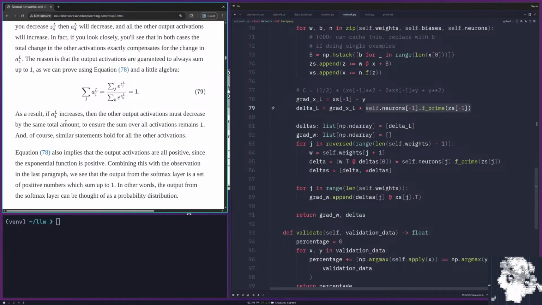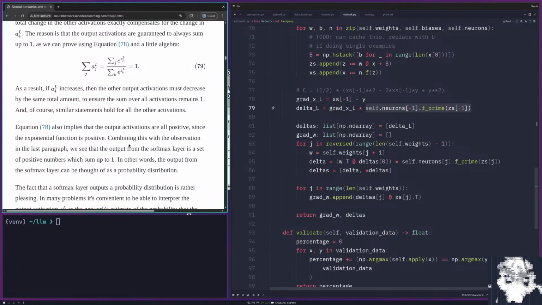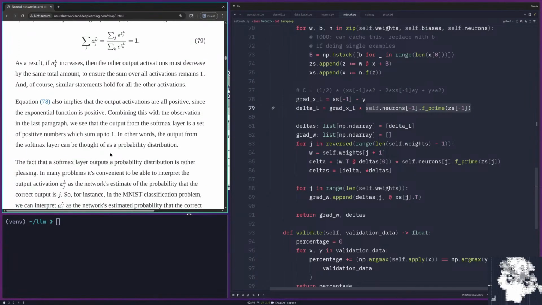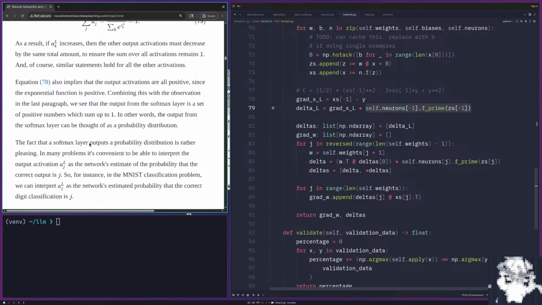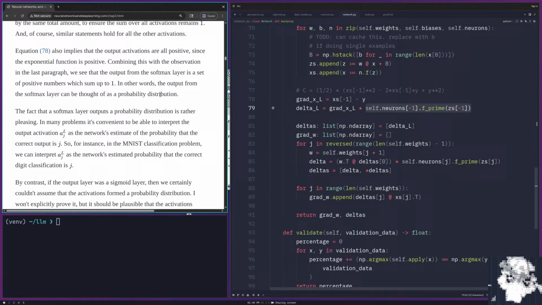Equation 78 also implies that the output activations are all positive since the exponential function is positive. Combining this with the observation in the last paragraph, we see that the output from the softmax layer is a set of positive numbers which sum to 1. In other words, the output from the softmax layer can be thought of as a probability distribution. This is what I was trying to get at earlier when I was saying I need to rescale the linear layer.